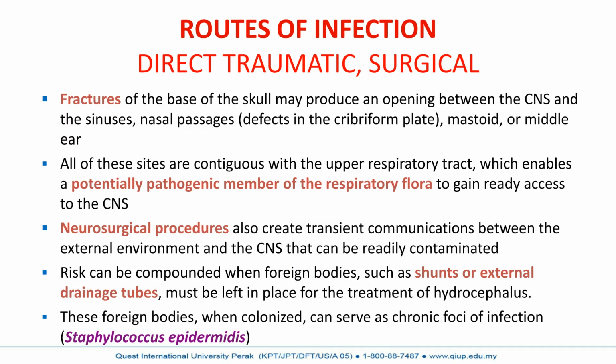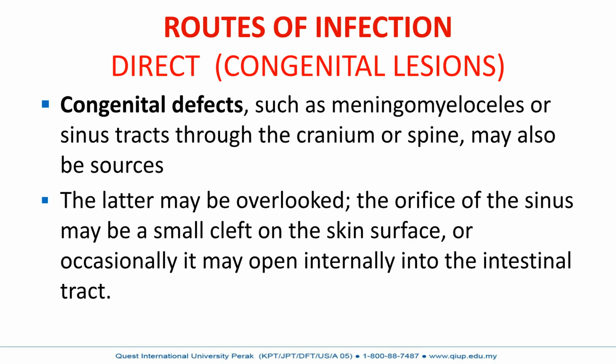The third route involves breaches of the normal protective barriers through trauma or medical procedures. Fractures of the skull are important routes of CNS infection because they can create defects which represent a special category of direct communication. Specifically, basilar skull fractures may damage the cribriform plate, creating a direct connection between the nasal passages and the subarachnoid space.